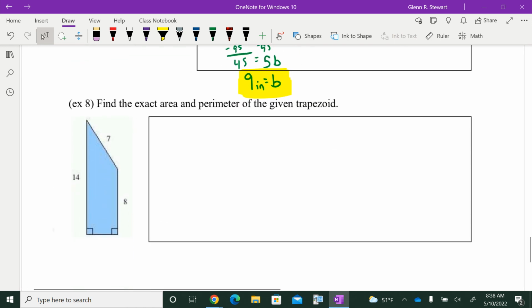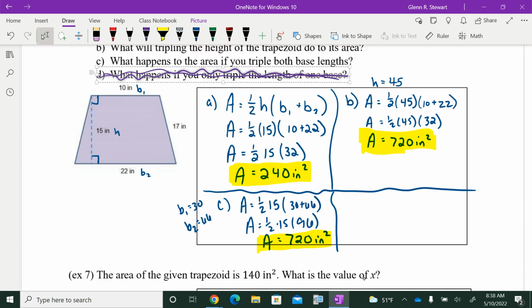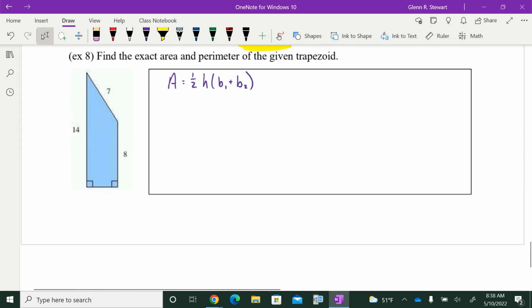Last example that I have for you here: find the exact area and perimeter of the given trapezoid. Area, remember, is the inside. Perimeter is the outside. So let's first start with the area. Just going to rewrite the formula. One thing that I don't know, though, is the height.